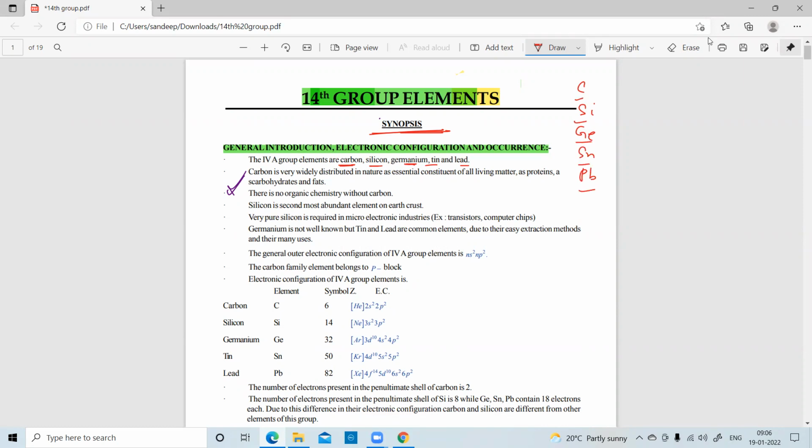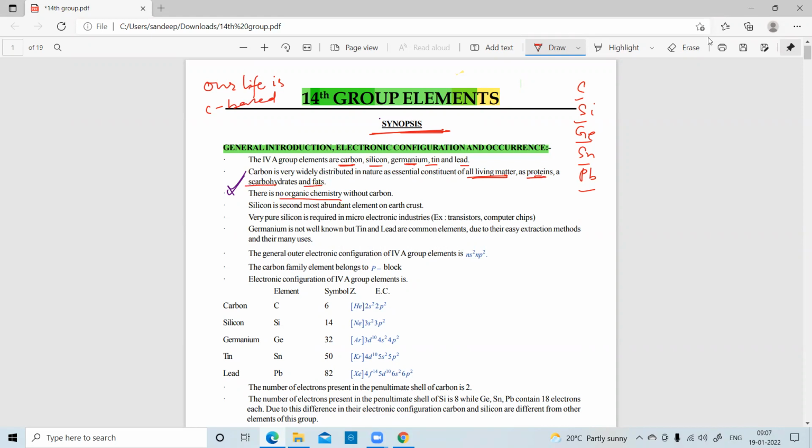Carbon is very widely distributed in nature, and it is an essential constituent of all living matter. So our life is carbon based. It is also present in proteins, carbohydrates, fats, etc. So carbon is a very essential element.